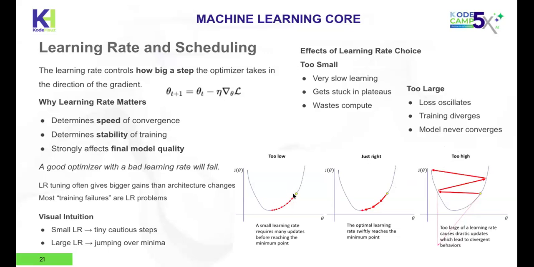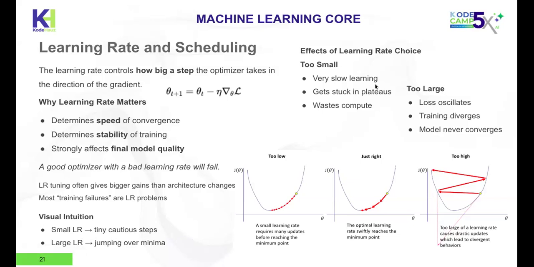If your learning rate is too low, you find that it changes too slowly and it will take a long time to eventually converge. So you see the number of iterations here, 1, 2, 3, or probably up to 20, right? That's what a small learning rate does for you. If it's too small, it requires too many updates before reaching the minimum point. But if you pick just the right value for your learning rate, then you find that 1, 2, 3, 4 steps, and you've gotten to the optimal point, right? The minimum. An optimal learning rate will get you swiftly there. So a small learning rate will take tiny cautious steps. A large learning rate will jump over the minimum. So take note of this.